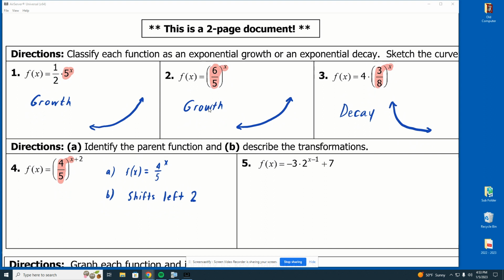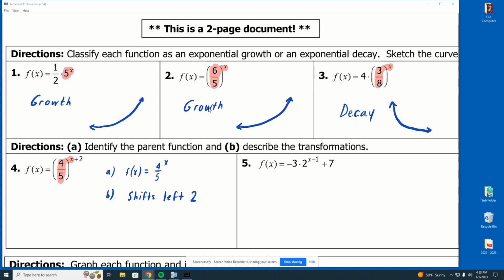So on number 1, the base of the exponent is 5. That's definitely growth. On number 2, the base of the exponent is 6/5. That's greater than 1. I know it's a fraction, but it's greater than 1, so it's also exponential growth. On number 3, the base of your exponent is 3/8. 3/8 is obviously less than 1, so that's going to be decay. And your graphs didn't have to be anything spectacular. I just wanted you to remember that exponential growth starts flat and goes up, whereas exponential decay starts by going down and then flattens out. So just be familiar with those.